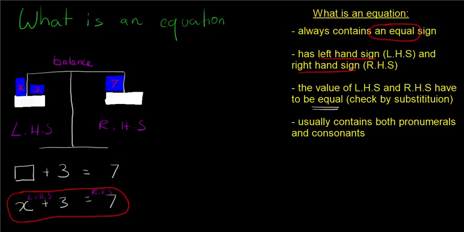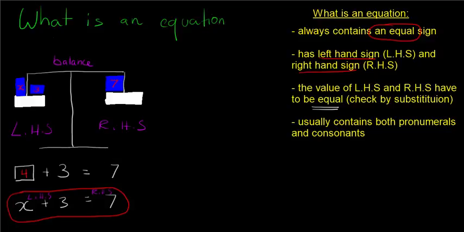So if we go back to our primary school example, well, there's a box plus 3 equals 7. We know the left-hand side has to be equal to the right-hand side. So we know the box must equal what? So what plus 3 makes 7? It would be 4 plus 3 makes 7. So that would be our answer.